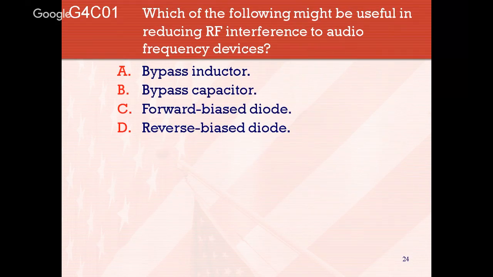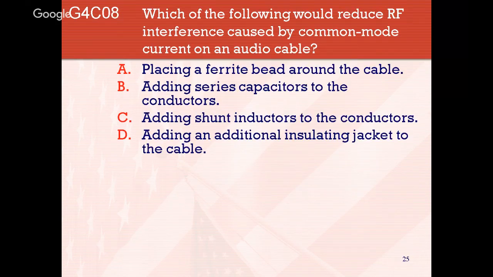Which of the following might be useful in reducing RF interference to audio frequency devices? You want to make sure that you're trying to reduce RF interference to audio frequency devices. And one way to do that is with a bypass capacitor. Which of the following would reduce RF interference caused by common mode current on an audio cable? The other methodology, other than a bypass capacitor, would be placing a ferrite bead around the cable.